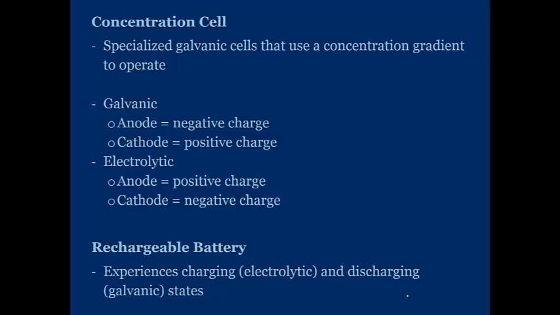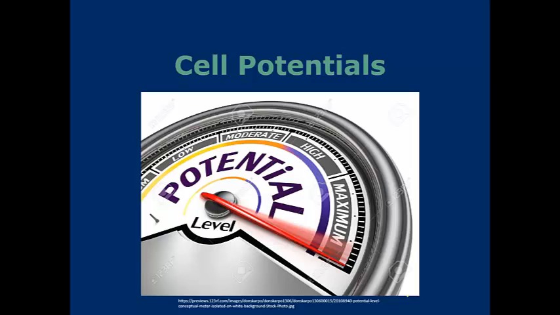A rechargeable battery experiences charging, electrolytic, and discharging, galvanic. The battery in your cell phone operates on this principle. When it's plugged in and charging, it's going through an electrolytic process. And when it's discharging, when it's unplugged and you're going around your daily business with it, it's in a galvanic state, therefore discharging.